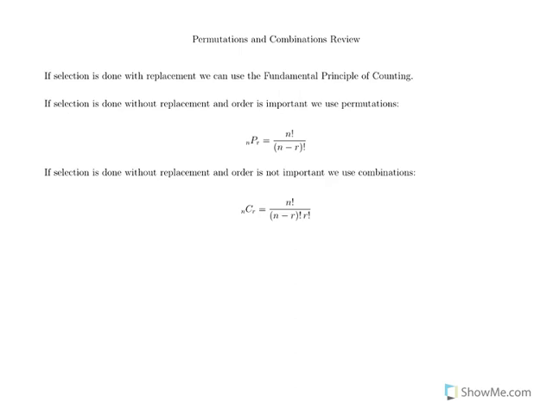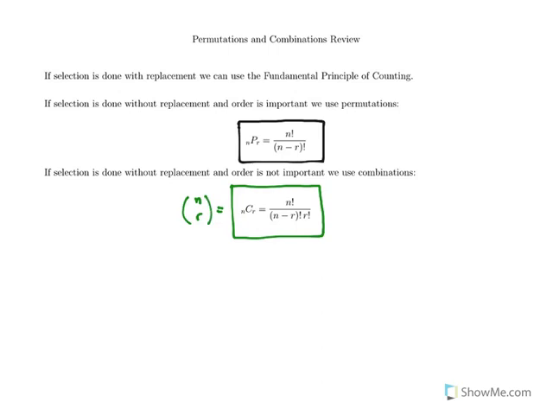If we do not replace the objects, then we can either have permutations or combinations, and that depends on if the order is important. So if the order is important, we use permutations. We look at that as nPr, n factorial over n minus r factorial. And if order is not important, we do combinations. That is n choose r, nCr, n factorial over r factorial times n minus r factorial. Note that sometimes this is written as n over r in parentheses without a fraction bar.